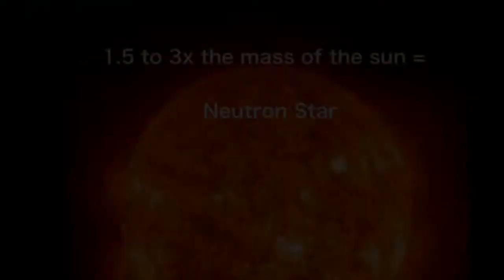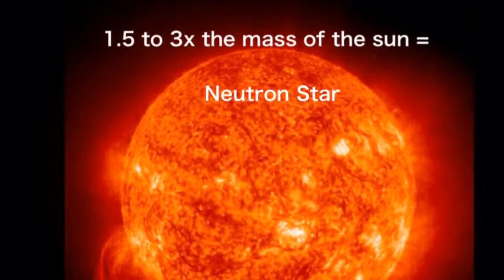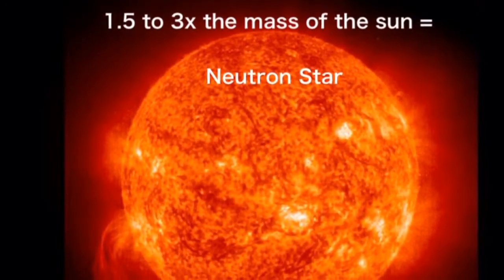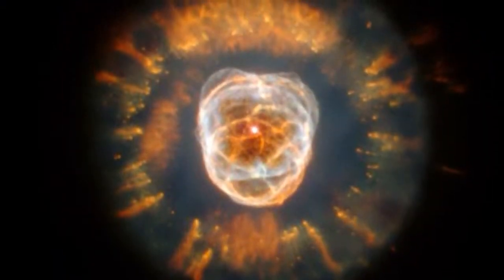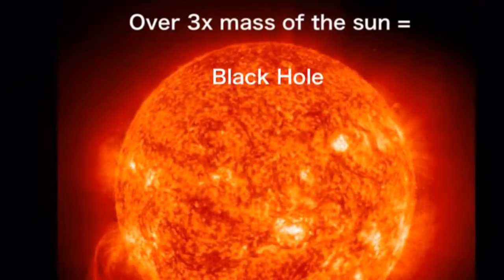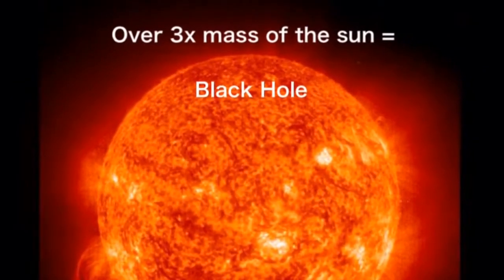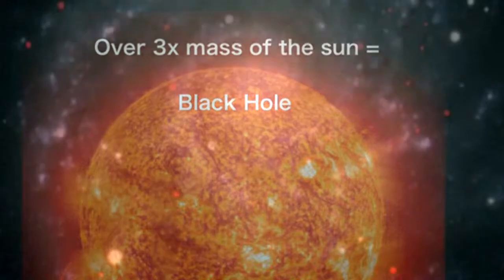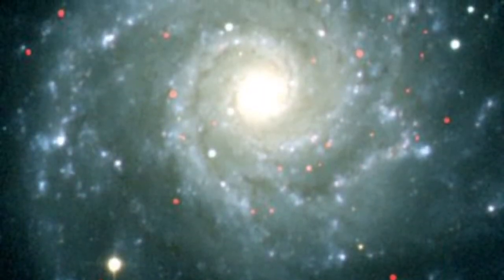If the core survives, and its remaining mass is between 1.5 to 3 times the mass of the Sun, it will collapse into a small, dense neutron star. If the star's remaining mass is greater than 3 times the mass of the Sun, the star contracts tremendously and becomes a black hole.